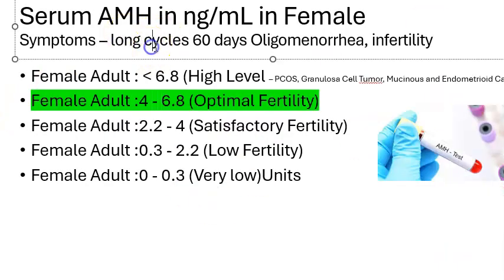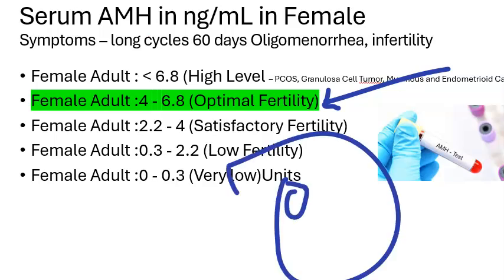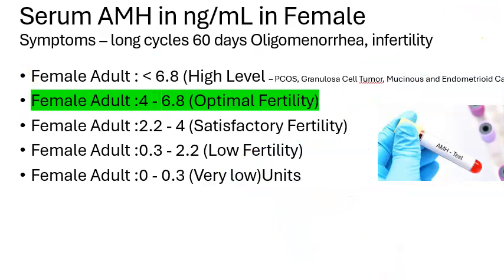Because my friend brought his wife's report and said her AMH levels, and one of the things in the report was this. What had they gone to the doctor for? They had gone because they have infertility and her cycles were 60 days long, so she had oligomenorrhea, very low frequency of periods, right? When I saw the report, her AMH levels were between 4 and 6.8. So she had optimal fertility, which is a very good thing, right? As soon as they read that, they felt very happy, because they are going for treatment of infertility.